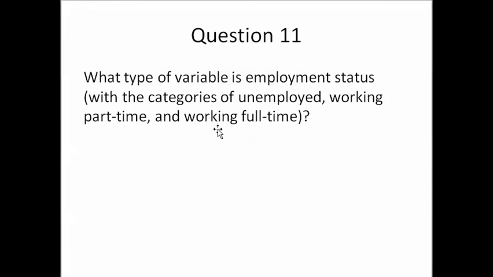Here you have a group of people who are unemployed, working the least. Part-time people are working more hours, and full-time people are working the most hours. So the categories do follow an order from lowest to highest. So it's an ordinal variable.